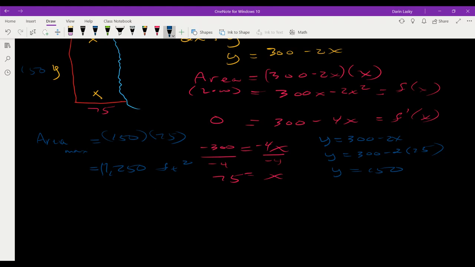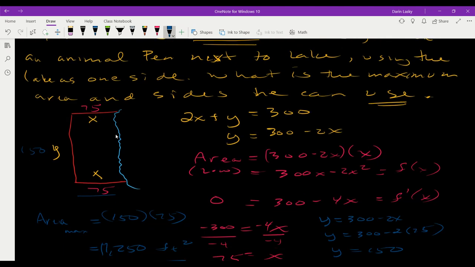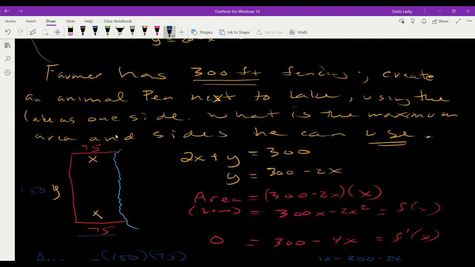So he would have a side of 75, a side of 150, and then a maximum area of 11,250 feet squared. So that's how we're dealing with optimization. The key, if you guys notice, is the setup. Make sure we're setting up and looking to get things in terms of one variable. And that is what we call optimization.